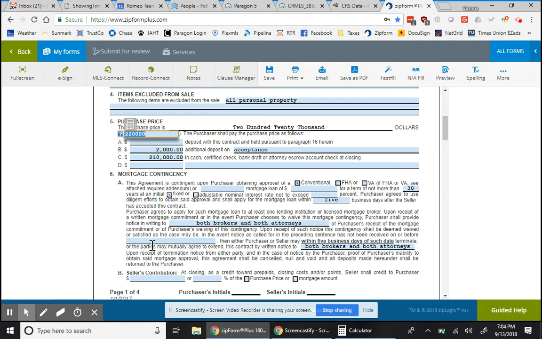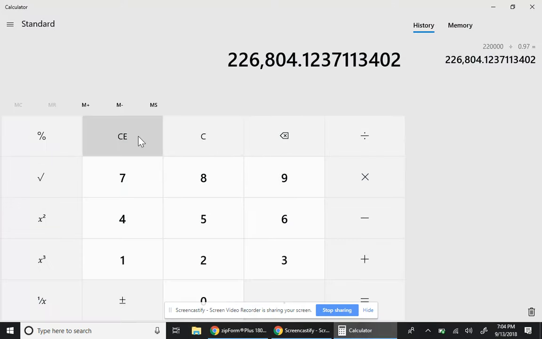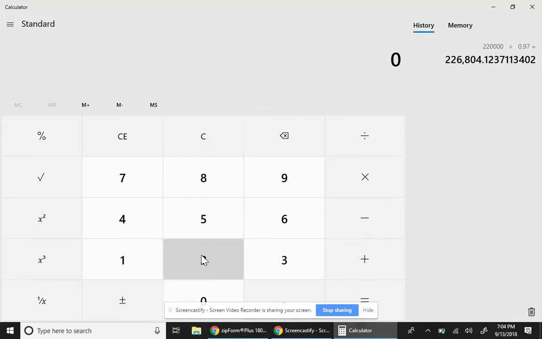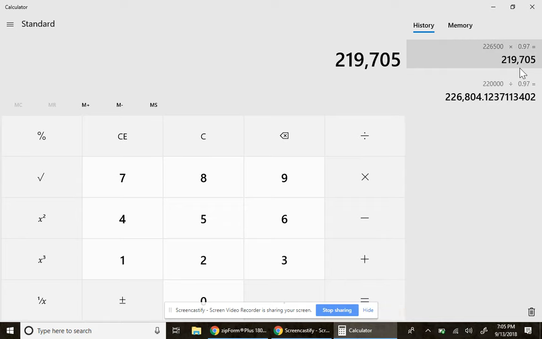If we do it backwards, the concession amount is always calculated off of the total purchase price. So 226.5 is our total purchase price. If we multiply that by 0.97, we're telling the sellers, hey sellers, we're going to offer you 226.5, but we want 3% back at closing to help towards our closing costs. Their net to seller is going to be 97%, right? So 97% of 226.5 is just about $220,000.